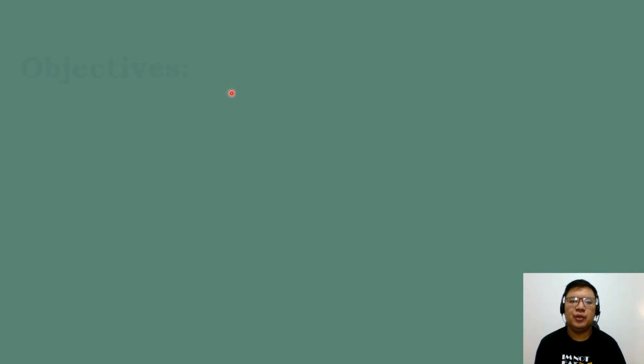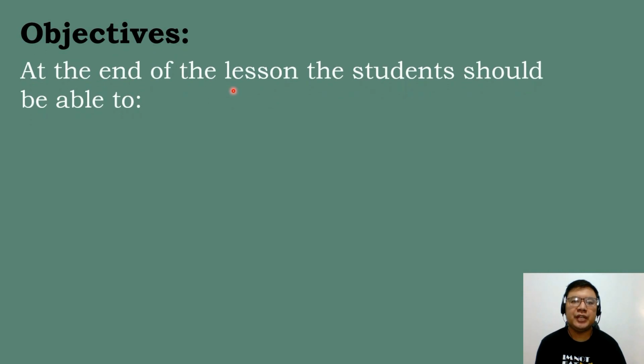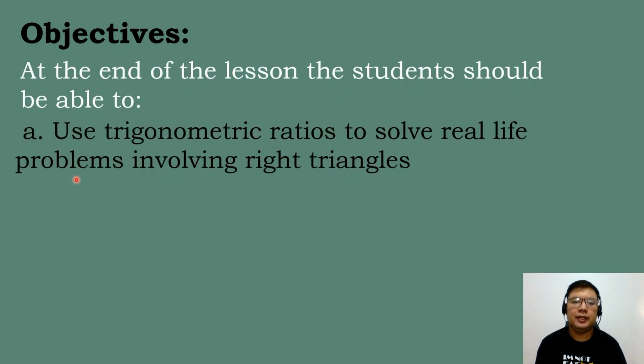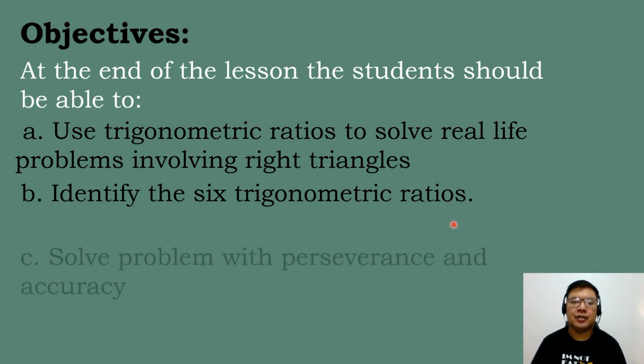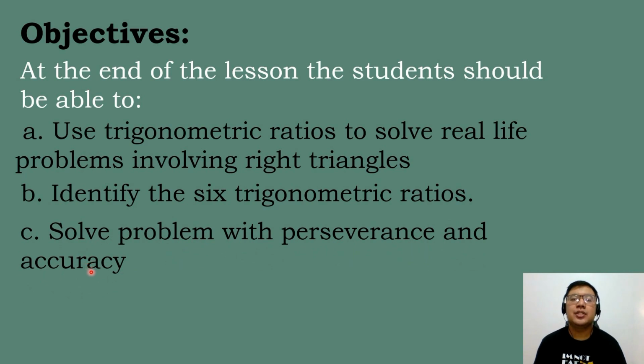These are the following objectives we need to attain for today's topic. Letter A. Use trigonometric ratios to solve real-life problems involving right triangles. Letter B. Identify the 6 trigonometric ratios. And letter C. Solve problems with perseverance and accuracy.